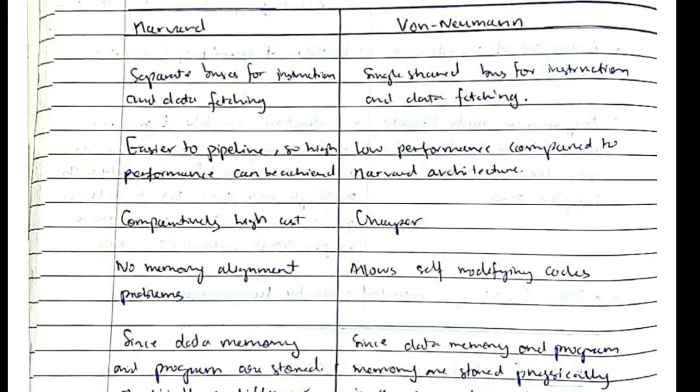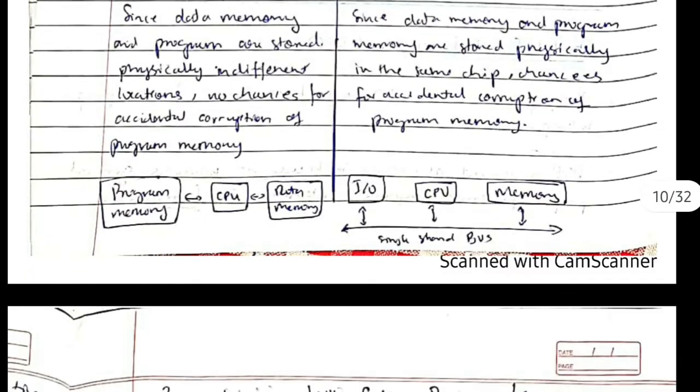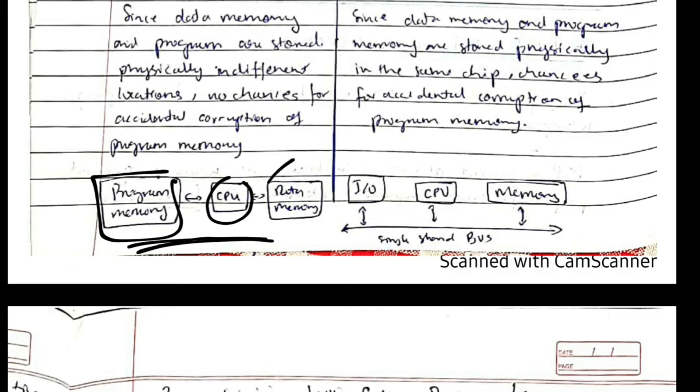This difference is very important from the exam point of view. The difference between Harvard architecture and Von Neumann. This picture should be enough for you to know the main difference. See here, this is the program memory, CPU, and data memory.